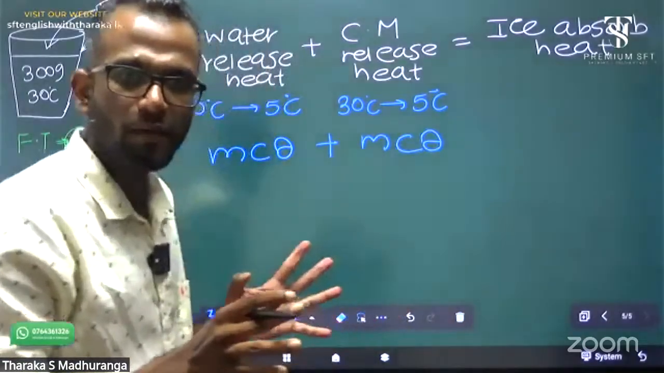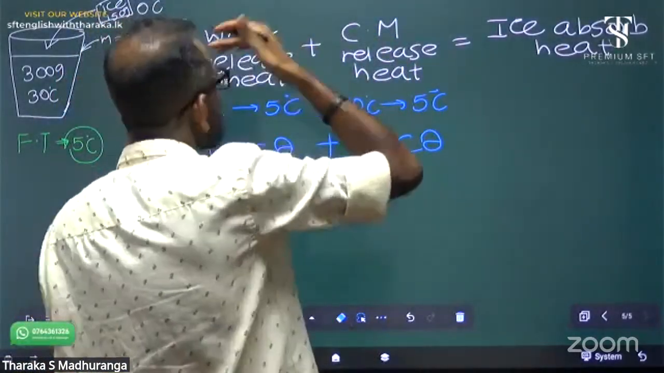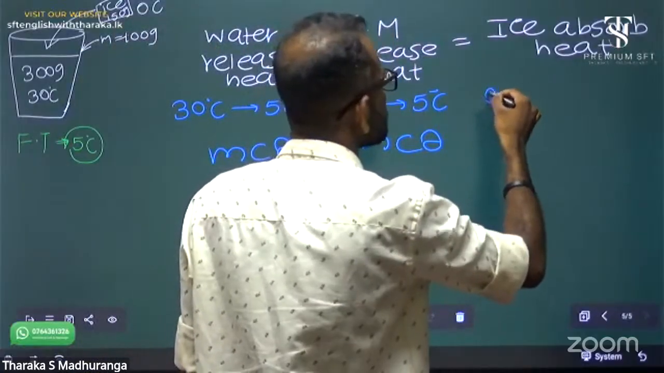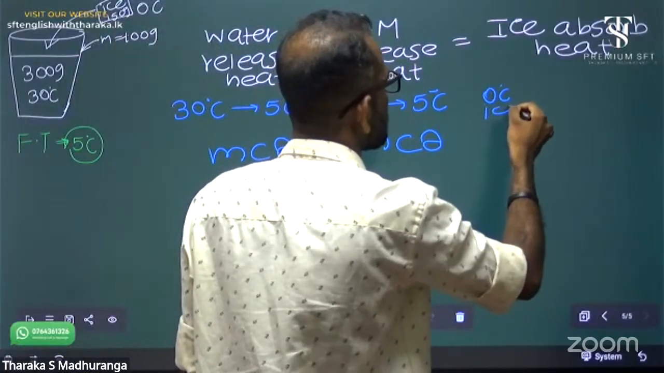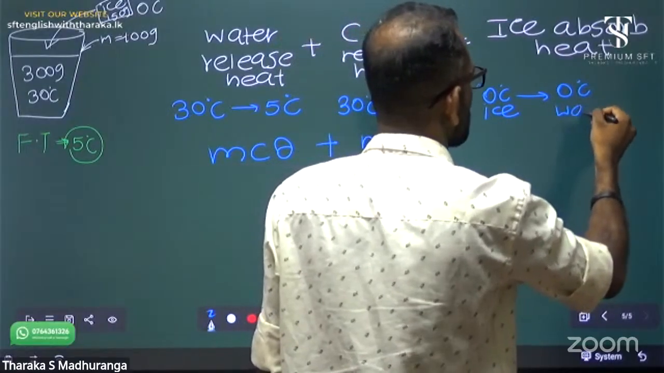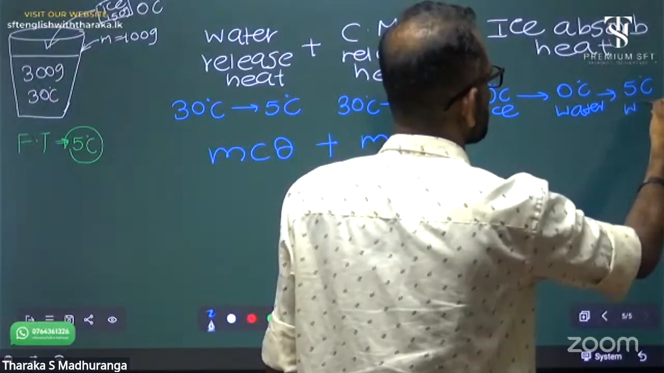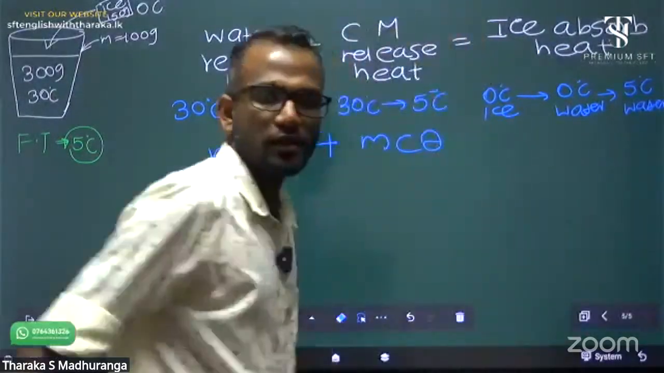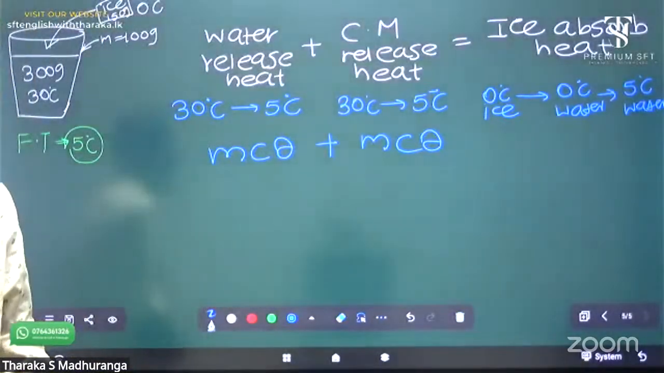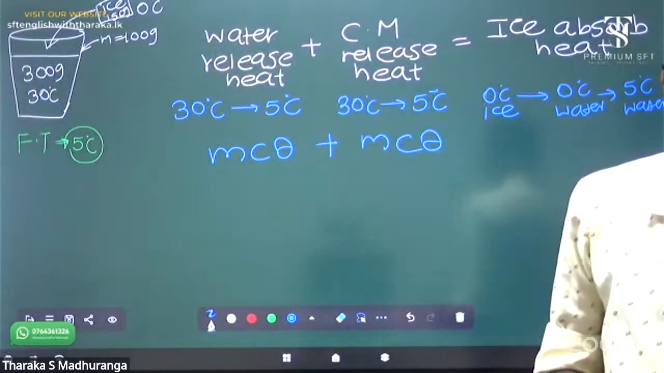Right? But ice, what happened? First, 0 Celsius ice converts into 0 Celsius water. Then 0 Celsius water converts into 5 Celsius water. Then you have a full idea about mixture method calculations, right?